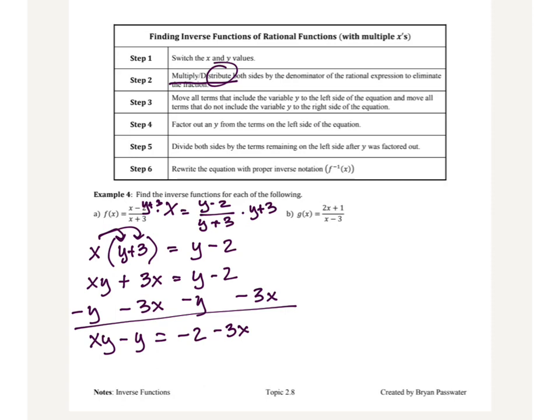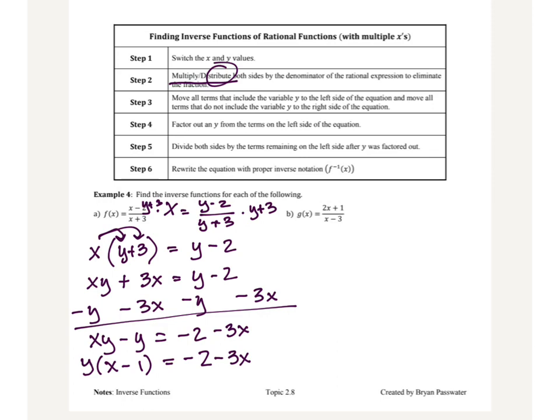What's the benefit of getting everything with y to one side of my equation? I can divide by y. Or I can factor it out. You see that everything on the left side has a y in it now? All of my terms have a y? So what I can do with that is I can pull y from that binomial. So what's left? If I pull y out of xy, what's left? X minus 1, good, is equal to negative 2 minus 3x.